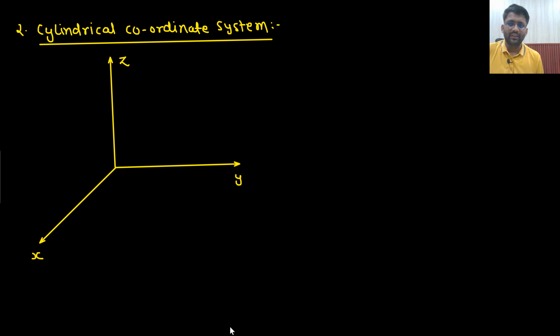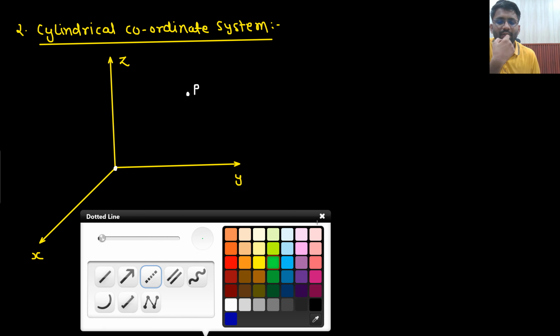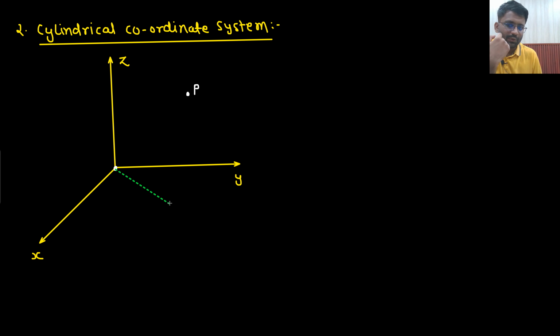Now another coordinate system we need to study, that is cylindrical coordinate system. Again, I need to reach to this point P. This time, what your friend said, that you are at the origin, your friend is here. You come for some distance rho, and then perpendicularly you come for distance z. You come for a distance rho from the z axis, radially.